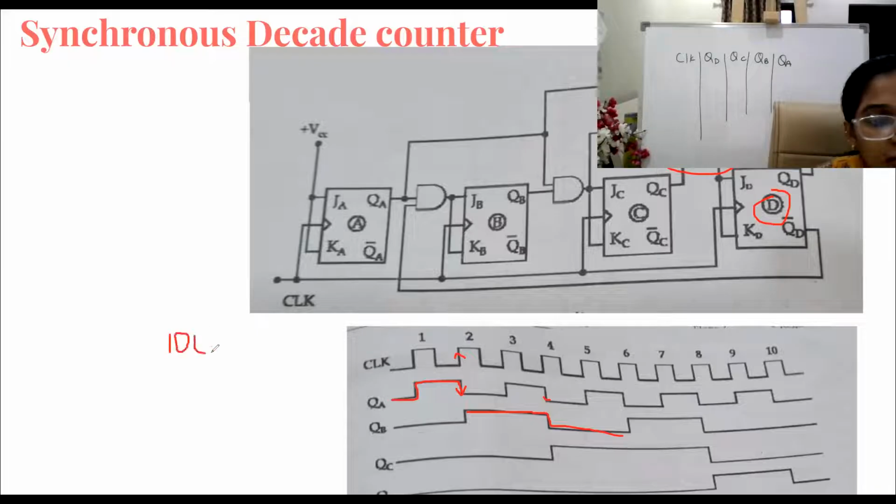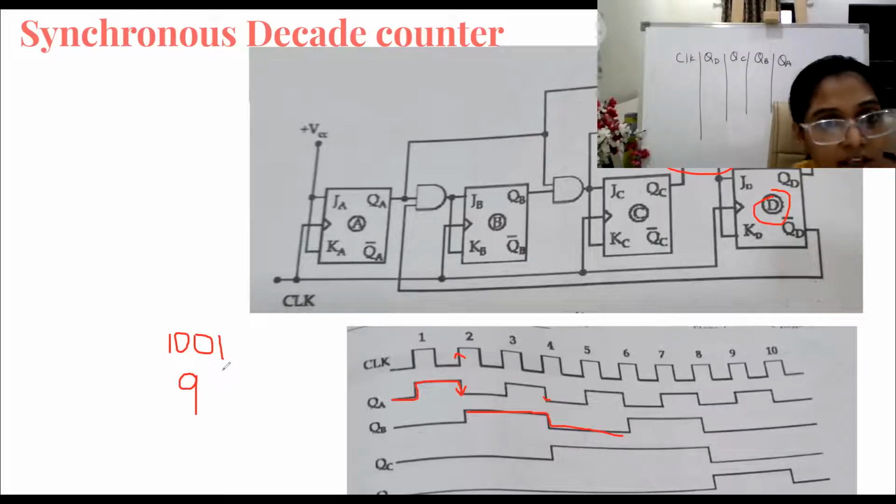1001 कौन सा binary number होता है? 1001 is 9, है ना? It is 9. तो 0 to 9 ही चाहिए, है ना? उसके बाद नहीं चाहिए हमें. जैसे ही state होता है 1001 detect हो जाता है. After that, it recycles the counter. Counter recycle होता है. Okay.